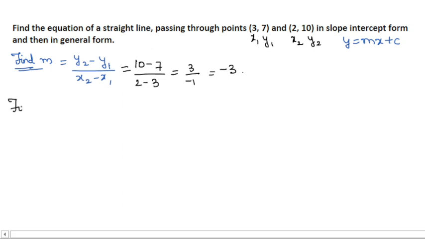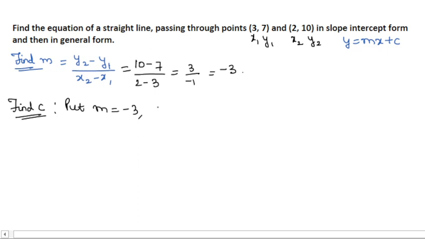Now to find the y-intercept, I'm going to be substituting in this equation the three values x, y and m. Now m is negative 3. For x and y, you can either put this first point which lies on the line, or you can also put 2 and 10 for x and y in this equation, and both these values will give you the exact same value of c.